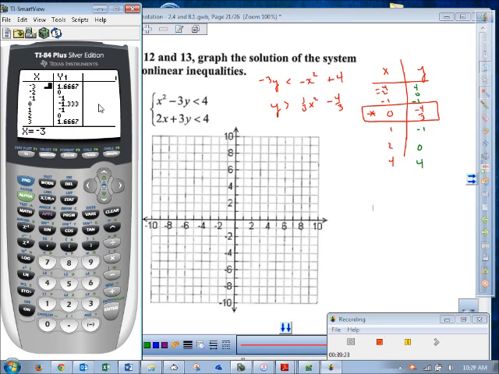What if I didn't know where the vertex was by reading the table? You Zoom 6 it, because we're graphing it on the standard window anyway. You second calculate where the minimum is, and that will tell you where your vertex is. Cool? It's whatever you need to do there.